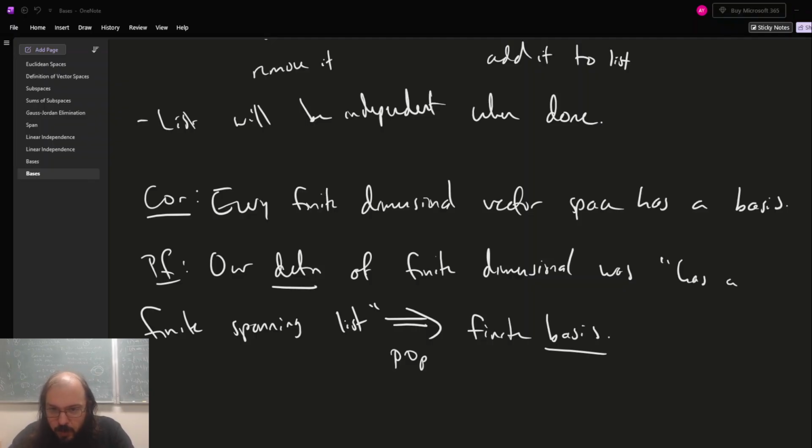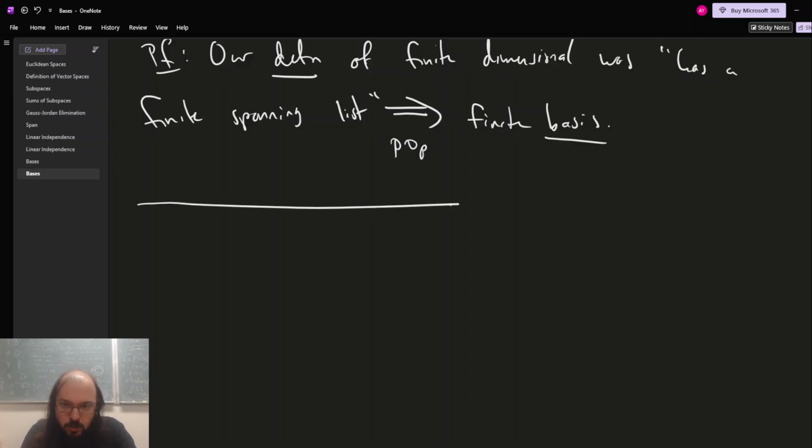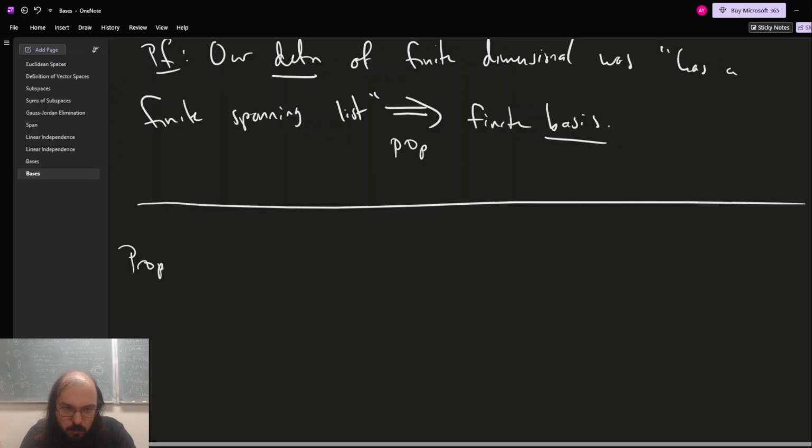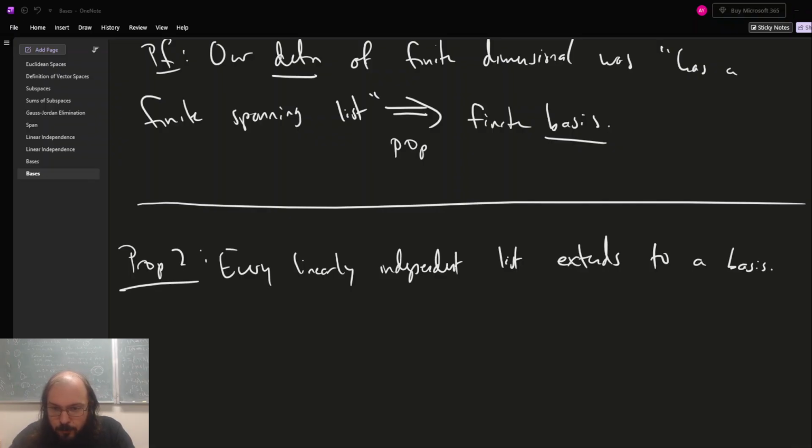All right, very cool. The other side of the coin is the reverse direction, which says, well, maybe I'll just scroll down a little bit, call this proposition 2. Every linearly independent list can be extended, or extends, to a basis. And the proof of this is kind of similar, kind of opposite.